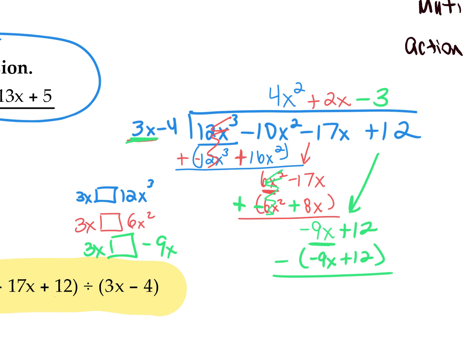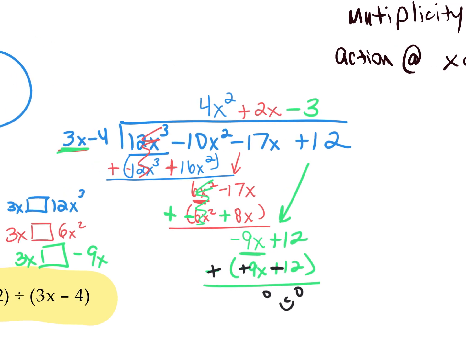And before I combine, I'm going to distribute. So change, change, change. What's a positive 12 and a negative 12? What's a negative 9x, positive 9x? What does this one not have? A remainder. Okay, so your answer is just right here. You can leave it right up there.